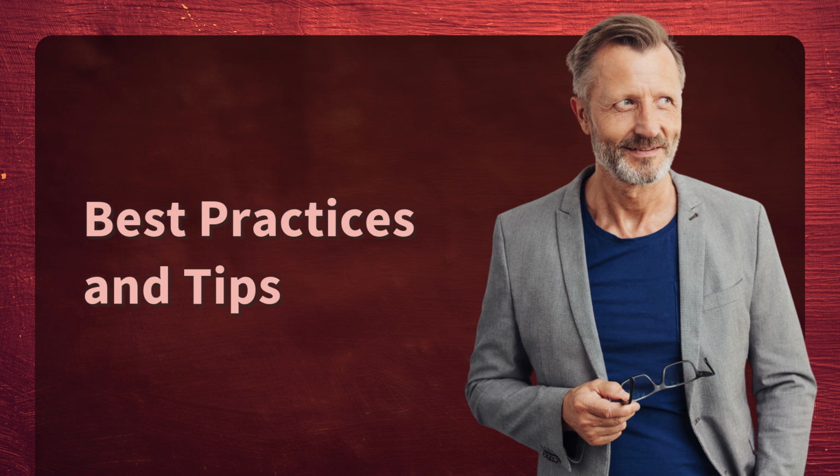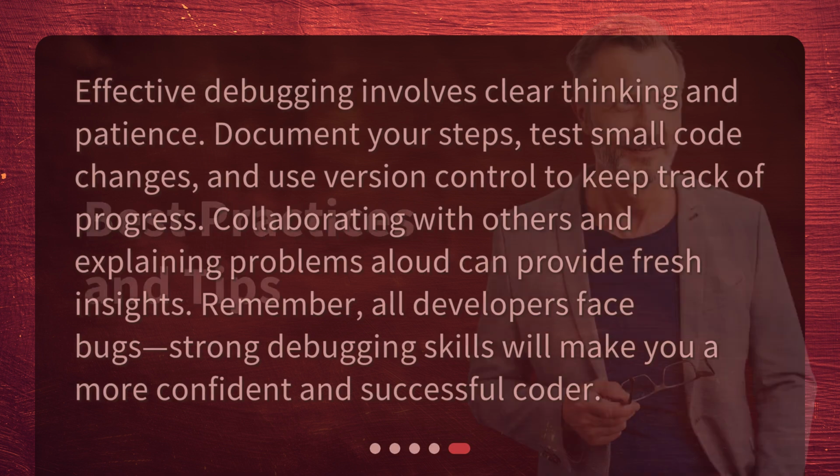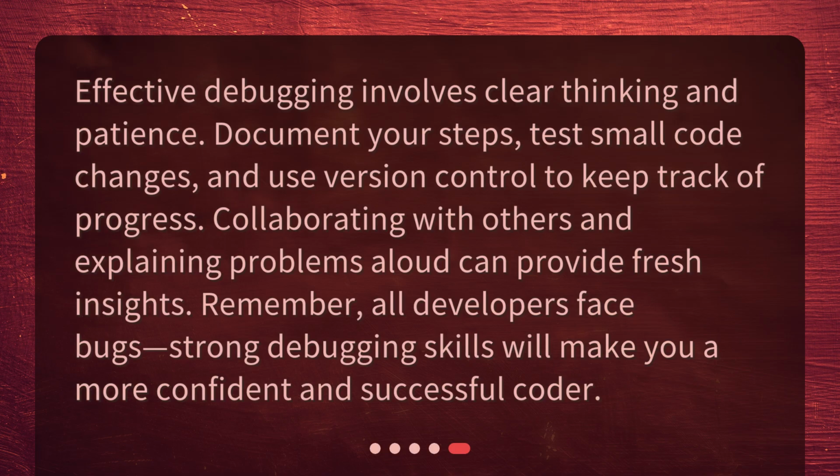Best practices and tips. Effective debugging involves clear thinking and patience. Document your steps, test small code changes, and use version control to keep track of progress. Collaborating with others and explaining problems aloud can provide fresh insights. Remember, all developers face bugs. Strong debugging skills will make you a more confident and successful coder.